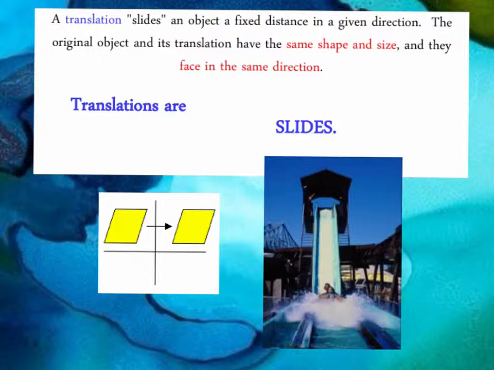We first discussed a translation, which is a slide, and a translation slides an object a fixed distance in a given direction. The original object and its translation have the same shape and size, and they face in the same exact direction. So remember, translations are really just slides. So here's a picture for you to tie that in with. Notice that their original position was here, and then they slid down, and now here's their new position for the translation. And here's an example looking at geometric figures on a coordinate plane.